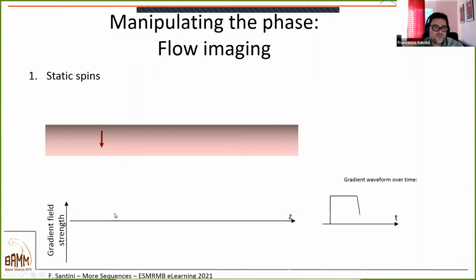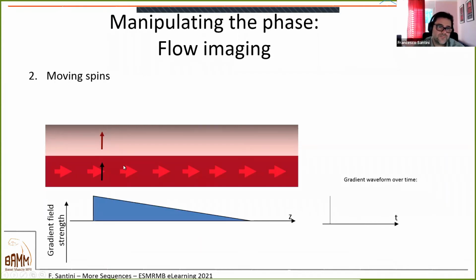After a while, we turn the gradient off, and then we invert it. So we apply the same gradient, but with opposite polarity. In this case, we keep this gradient on for the same time as before, and the spin will go to the same position. So no phase acquired. Very boring.